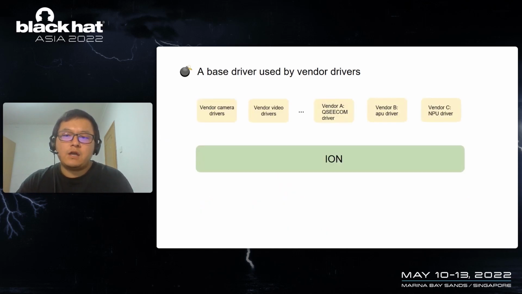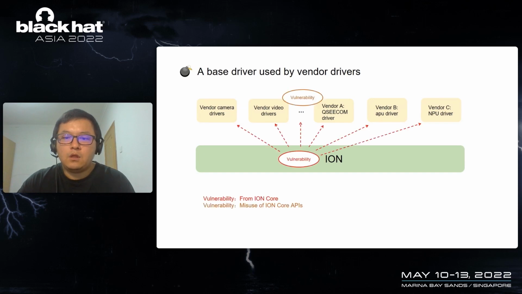And we found that ION core interfaces are widely used in the vendor drivers, including camera drivers, video drivers, and many other vendor special drivers. When we try to hunt bugs in this characteristic, there are 2 aspects to be considered. The first aspect is that there could be vulnerabilities in ION core interfaces. This kind of vulnerability could affect all vendor drivers. The second aspect is that vendor drivers might misuse ION core interfaces, resulting in some vulnerabilities.